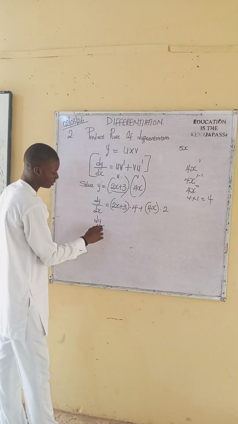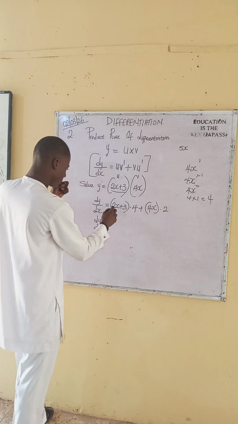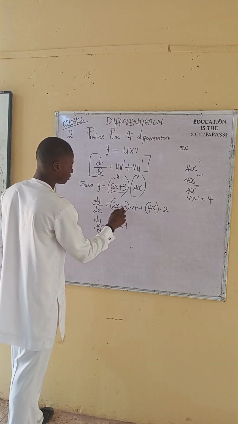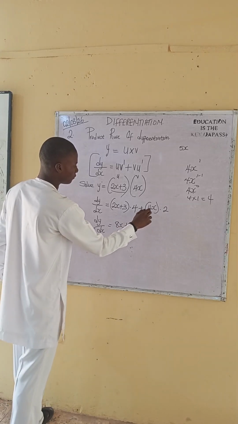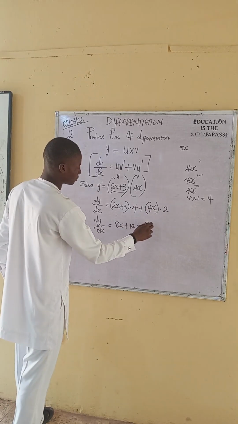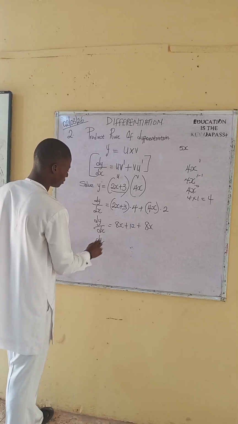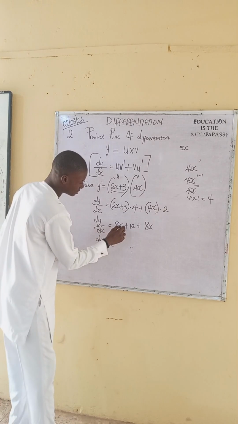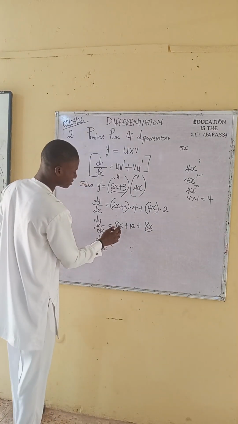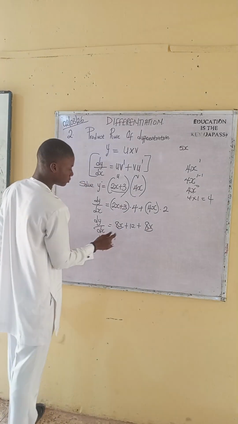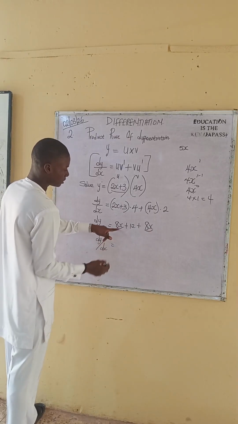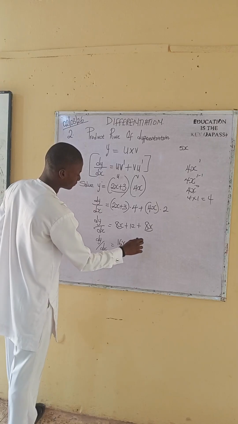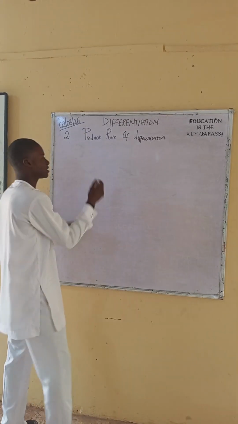So dy over dx equals 4 times 2x is 8x, plus 4 times 3, 12, plus 4x times 2, 8x. Therefore, dy over dx equals 8x plus 12 plus 8x. Now, collect like terms. This 8x and this 8x are the same because they have the same variable. So we collect the ones that have the same variable and add them together. So 8x plus 8x is 16x, plus 12.